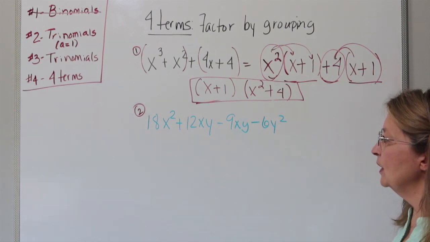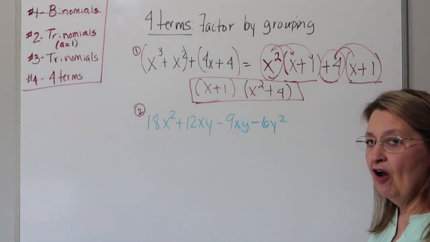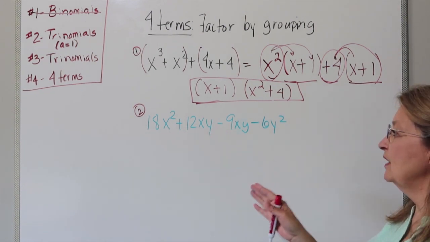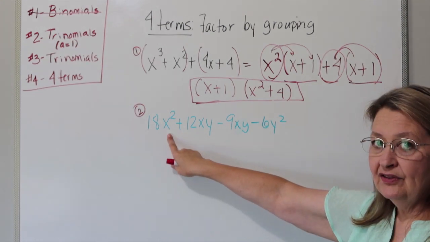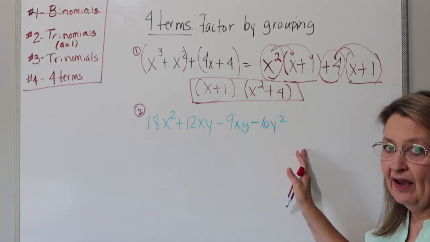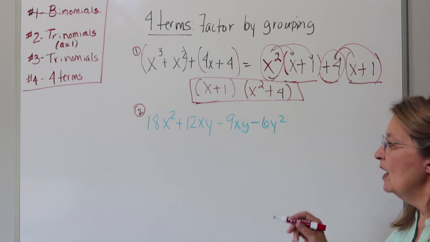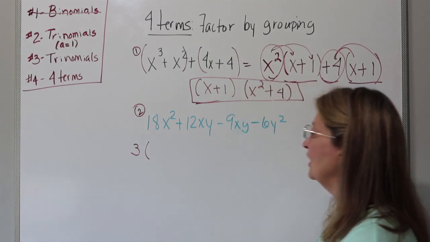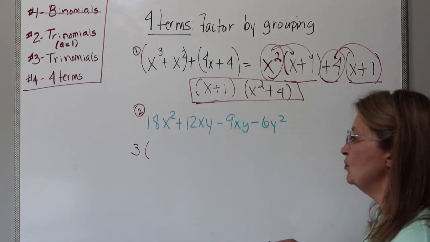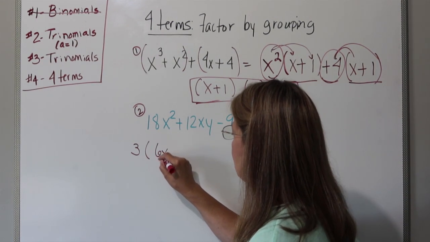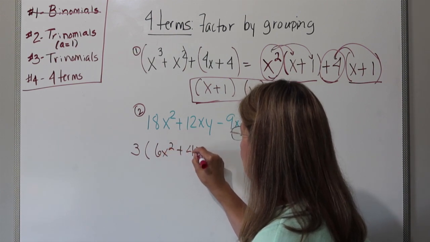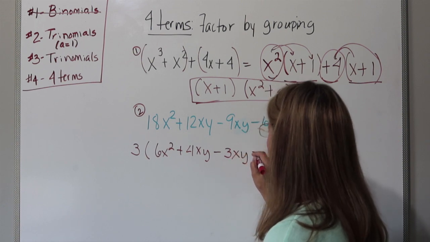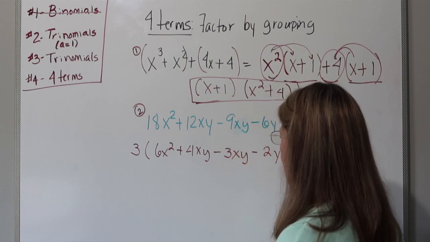All right, let's look at this one. Do I have a greatest common factor? Yes. 3 will go into all of these. Now, I don't have a y in this term, and I don't have an x in my last term, so I can't take out an x or a y, but I can factor out a 3. So let's see what we'll have left when we divide 3 out of each one of these terms. That's going to be 6x squared plus 4xy minus 3xy minus 2y squared.